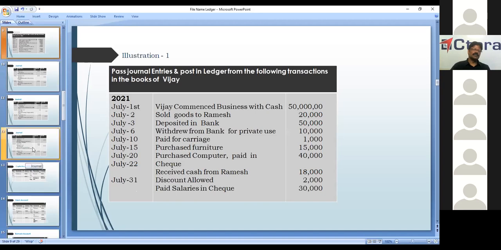So now what we have to do, we have to make ledgers for all these accounts. How many accounts? Vijay commences business, that is capital account. We have to make a ledger for capital account, then cash account, then sales account, Ramesh account, then bank account, drawings account, carriage account, furniture account, computer account, then discount allowed account, then salaries account. All these you have to make the ledger. Okay.